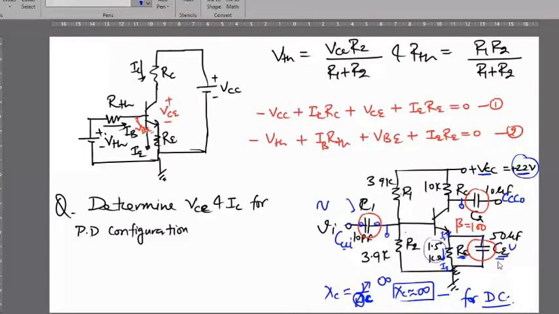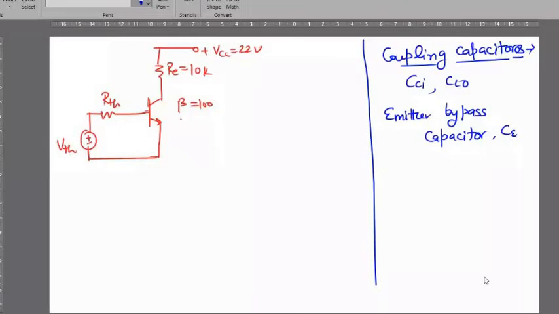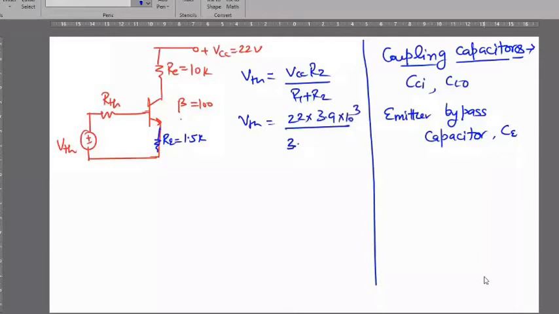And this is resistance RE, 1.5 kilo ohm. This is a simple network, and we'll find VTH. This is VCC R2 upon R1 plus R2, and VTH becomes 22 times R2, 3.9 into 10 raised to the power 3, upon 3.9 plus 39 into 10 raised to the power 3. And VTH, you can calculate. I think you can calculate the value of VTH.